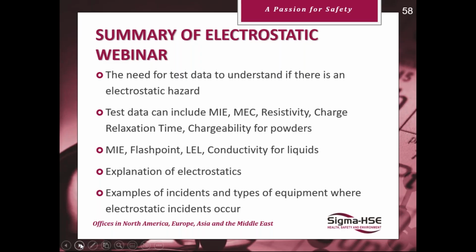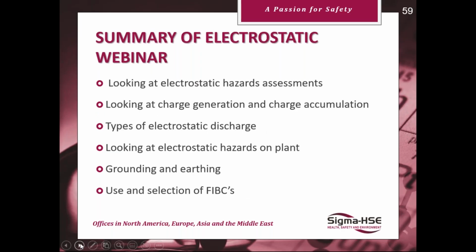We've explained what electrostatics are all about, and you should have a bit of an understanding now about the generation, accumulation, and discharge of them. We've shown you examples of incidents and types of equipment where electrostatic incidents can occur. We've looked at electrostatic hazard assessments and the things you need to consider, looked at charge generation and charge accumulation, considered the types of electrostatic discharge, and looked at electrostatic hazards on plants, considered grounding and earthing, particularly the earthing, and selection of FIBCs.